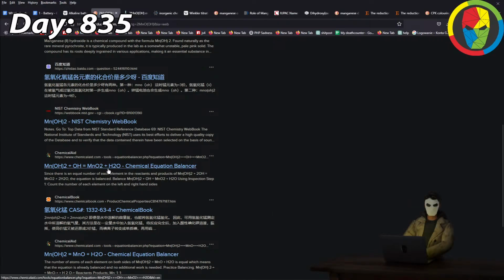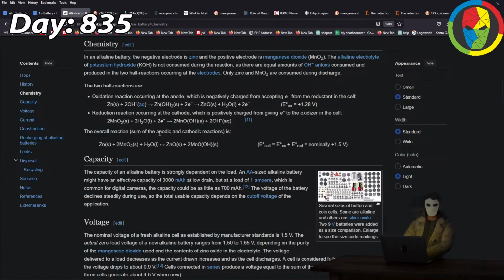Manganese dioxide plus water. Hold on now. 2 manganese dioxides, 2 waters, manganese oxyhydroxide. No, it is oxyhydroxide.